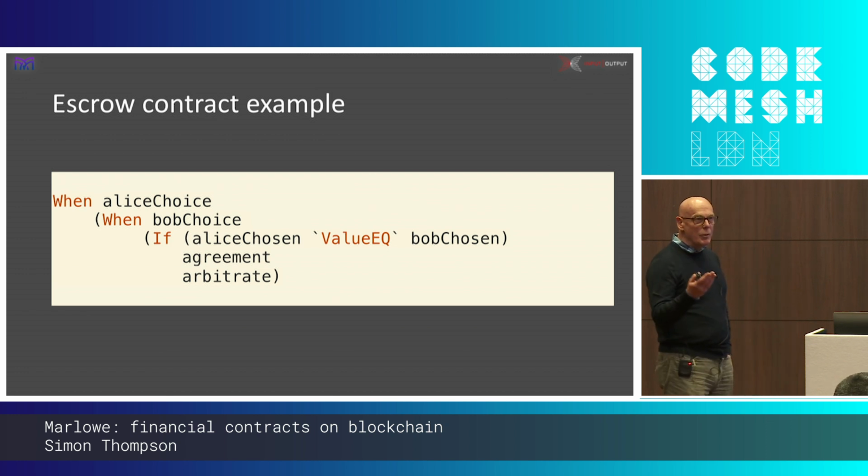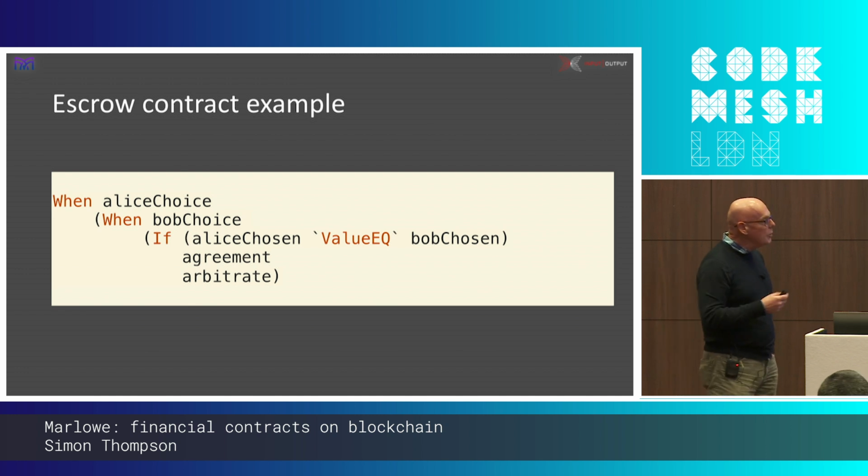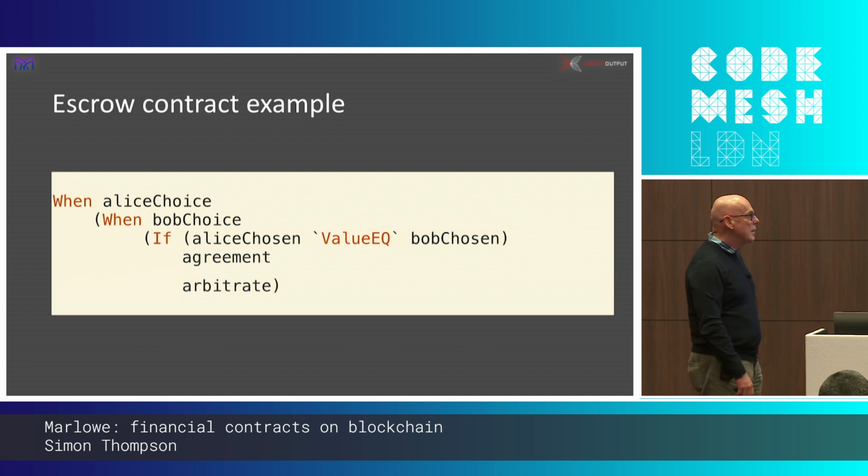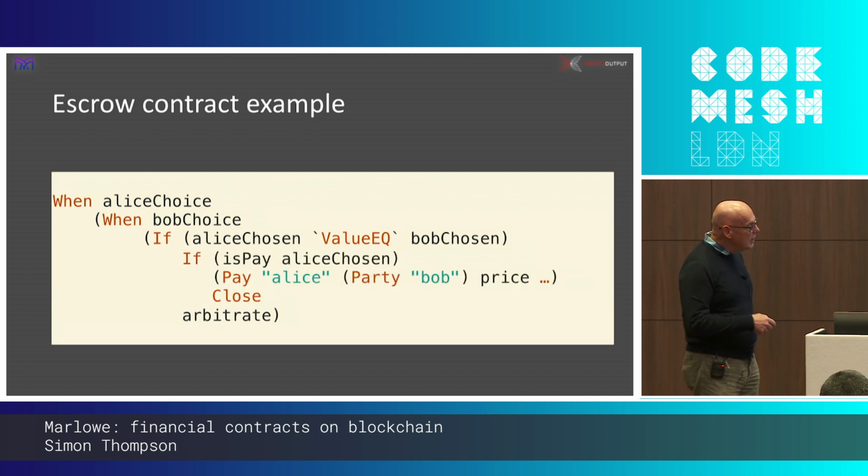When we wait for Alice to make a choice, and then Bob to make a choice, and if what they have chosen, they agree on what should happen, then we process it as an agreement, otherwise we arbitrate it. And the way we process an agreement is, if they've chosen to make a payment, then Alice pays Bob.